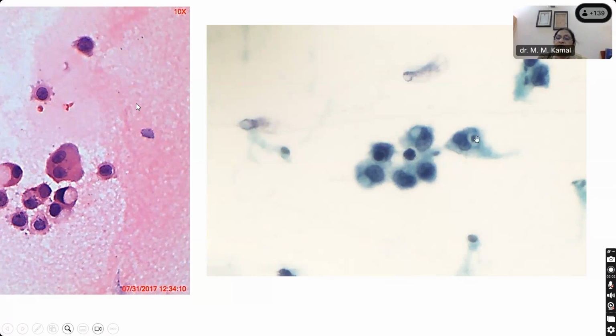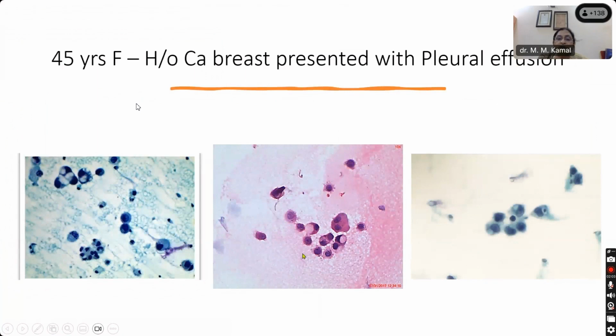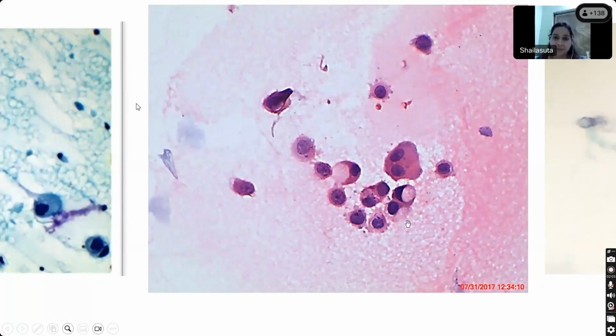What is this in the cell? Ma'am, a targetoid inclusion. Multinucleated? No, there is no multinucleation here. There is a targetoid inclusion within the vacuole. In which malignancy does it come? Breast malignancy? Lobular carcinoma. Yes, you get it in lobular carcinoma.